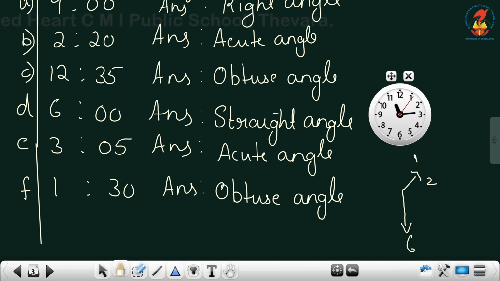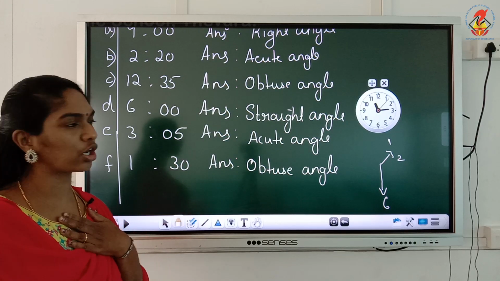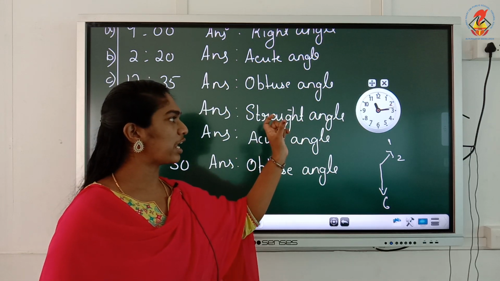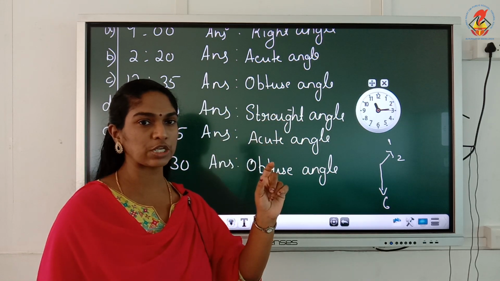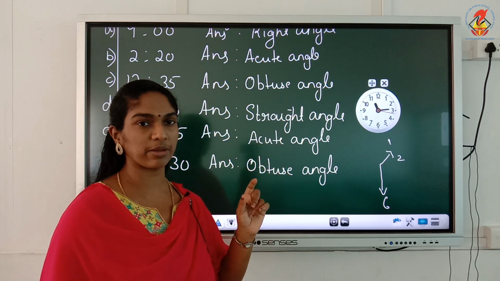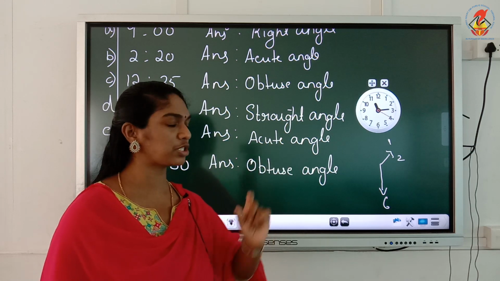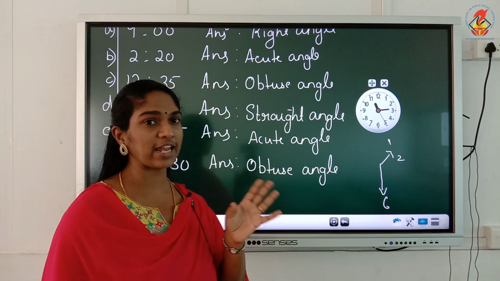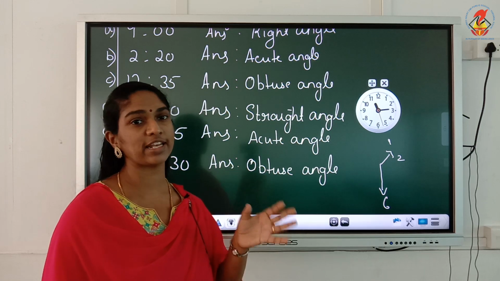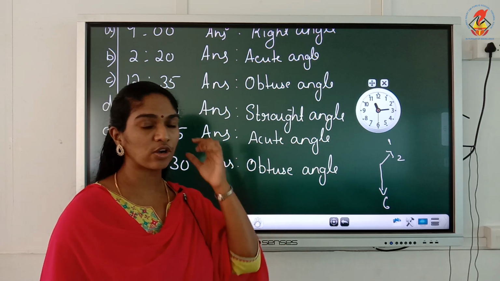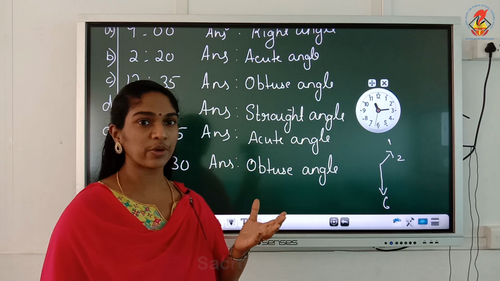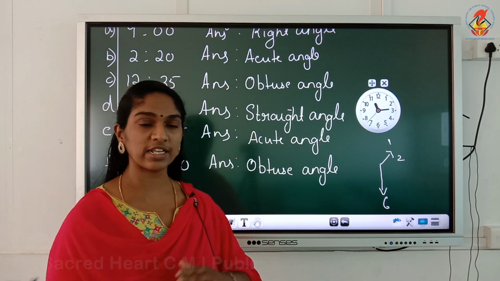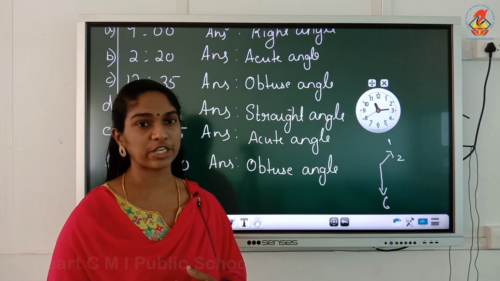Okay. So this is how you find an angle between the numbers in a clock. The full clock is 360 degrees. The angle between two consecutive numbers, that is between 12 and 1, between 1 and 2, between 2 and 3, is 30 degrees. Looking at the position of the hour hand and minute hand, it is easy for us to find out what type of angle it is. If it is a straight line, it is a straight angle. If it is more than 90 degrees, obtuse angle; less than 90 degrees, acute angle. Okay.